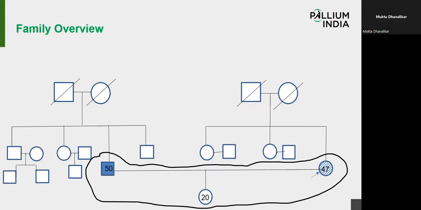Family overview: the patient comes from a Muslim family, whereas her husband is from a Hindu family. Because of this, they have both been estranged from their extended families for quite some time now. The extended families have only gotten back in touch after the patient was diagnosed. They have one daughter who is 20 years old and is extremely attached to both her parents.